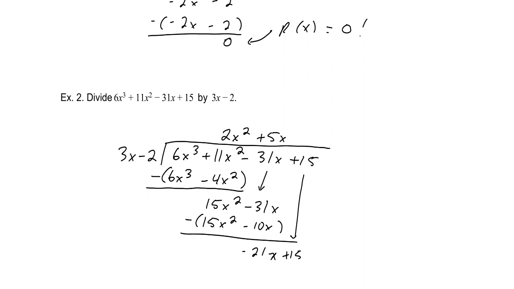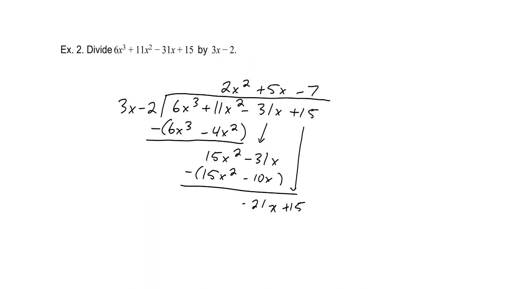Alright, now 3x times minus 7 will give me minus 21x. So negative 7 times 3x is minus 21x. Minus 7 times minus 2 is plus 14. Subtracting those, minus 21 minus negative 21 is 0. 15 minus 14 is 1. Now, I can't divide any further, so this is my remainder.